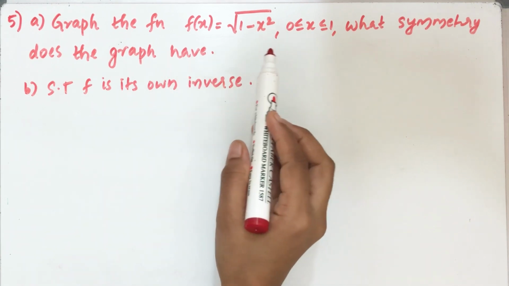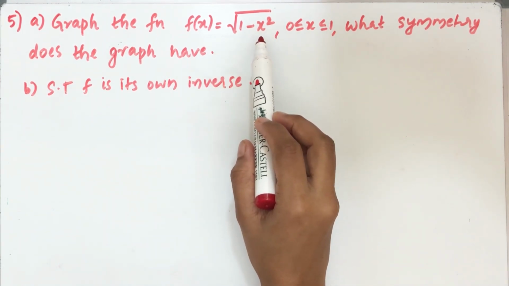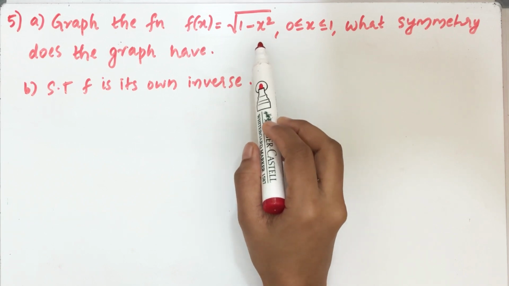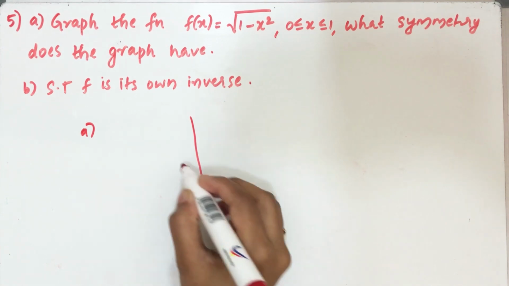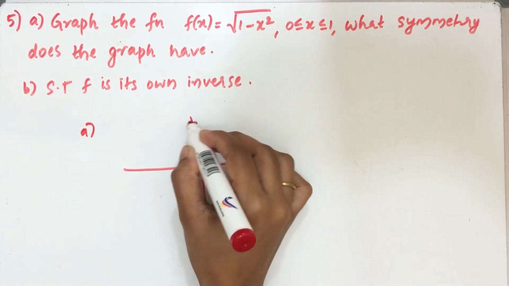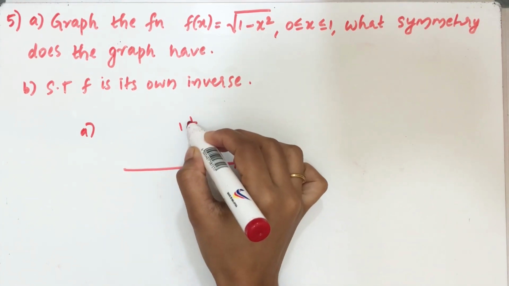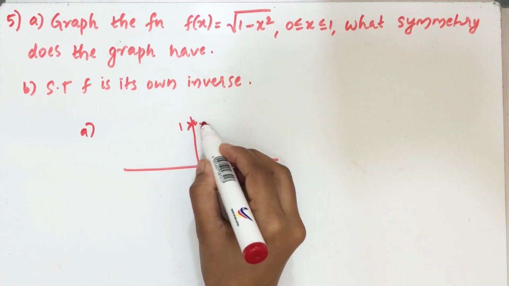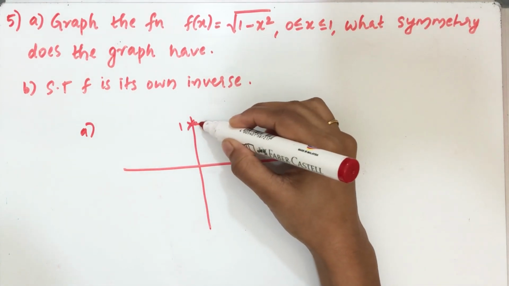Okay, we can draw the graph. When x is equal to 0, the point is 0, 1, and when x is equal to 1, the point is 1, 0. So see the graph: x-axis, y-axis, here 1, here 1. So the points are 1, 0 and 0, 1. So the graph will be part of a circle.